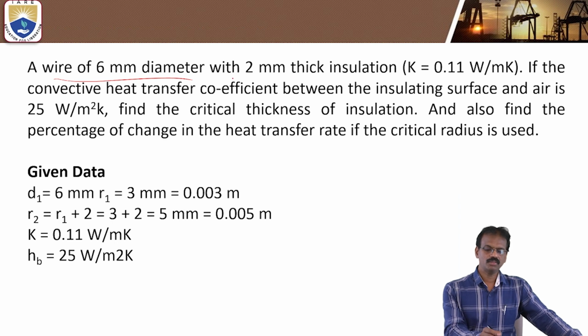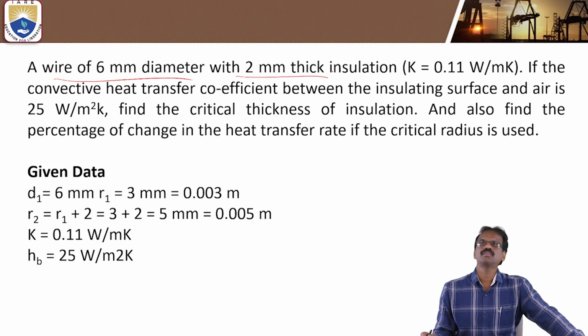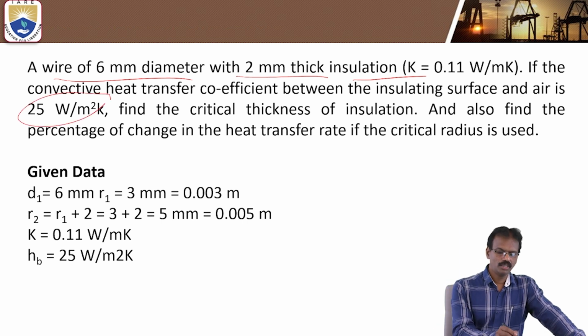Okay, so we'll see one more numerical, that is a wire of 6 mm diameter with 2 mm thick insulating material. The thermal conductivity is also given. The convective heat transfer coefficient between the insulating surface and air, the H value, is also given.